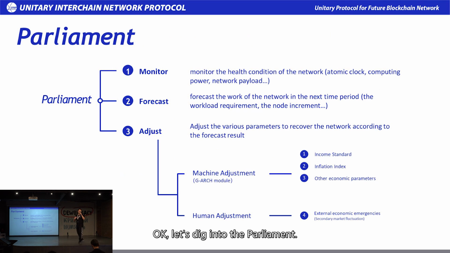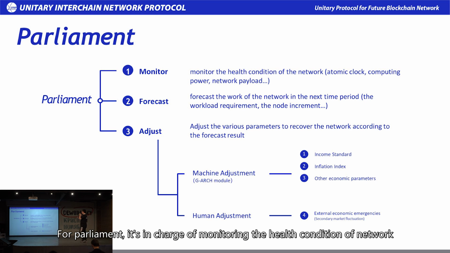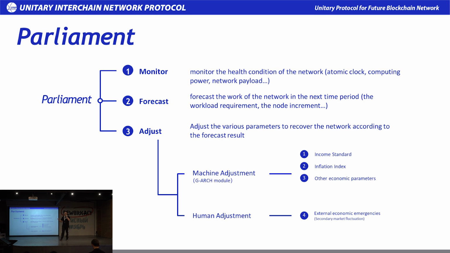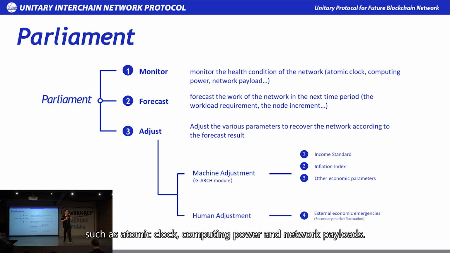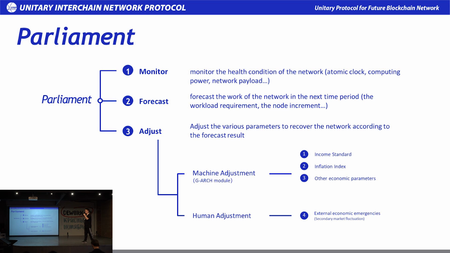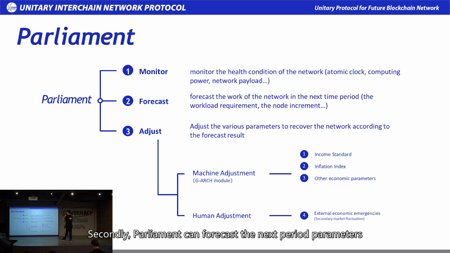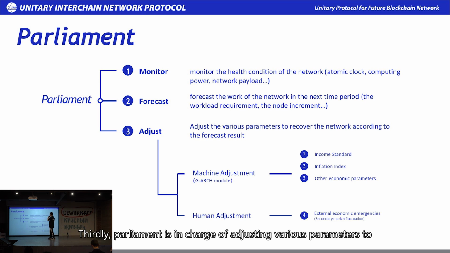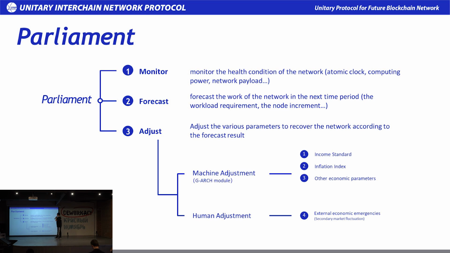Okay, let's dig into Parliament. Parliament is in charge of monitoring the health condition of the network, such as atomic clock, computing power, and network payload. Secondly, Parliament can forecast the next period's parameters, such as workload requirement and node increment. Thirdly, Parliament is in charge of adjusting the various parameters to recover the network according to the forecast.